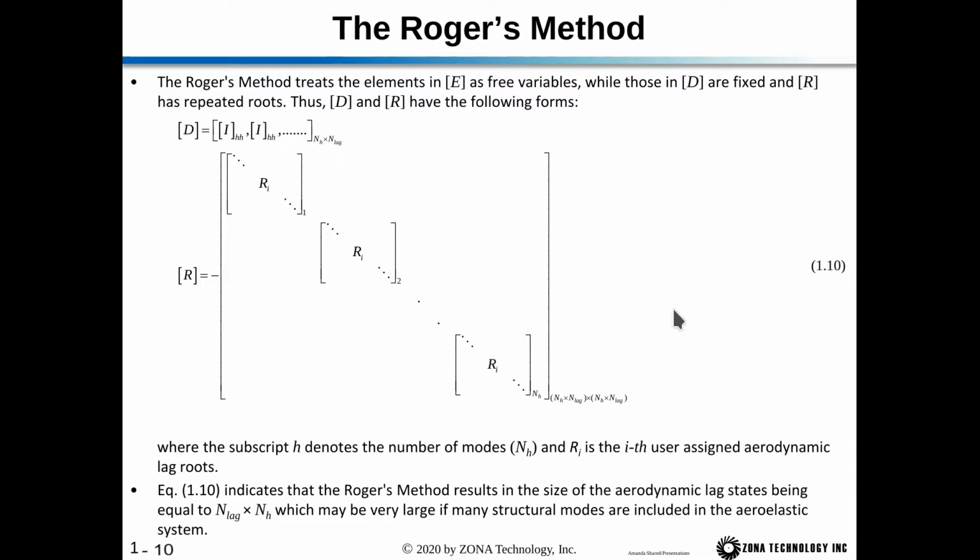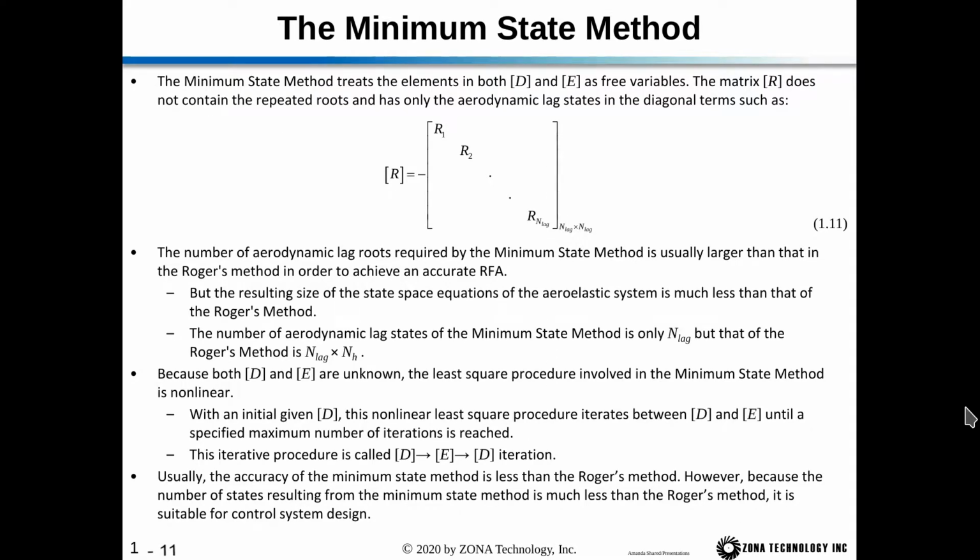So this equation indicates that the Rogers method results in the final size of the aerodynamic lag states equal to n lag, which is the user input, times nh, which is the number of modes, which could become very large if many structural modes are included in the aeroelastic system. And next we have the minimum state method.